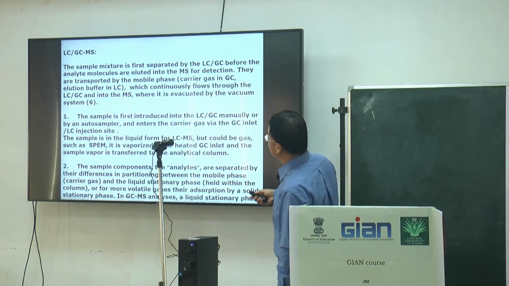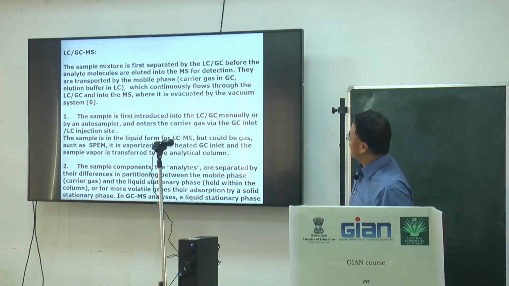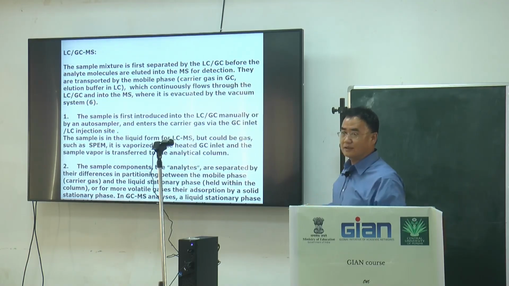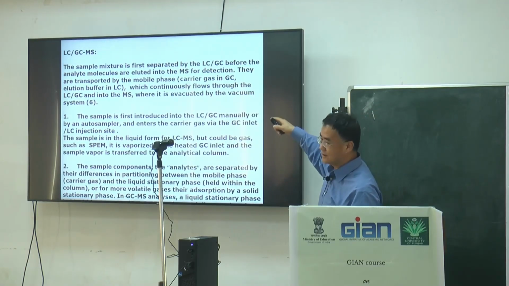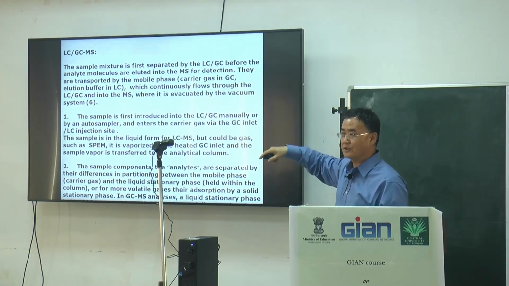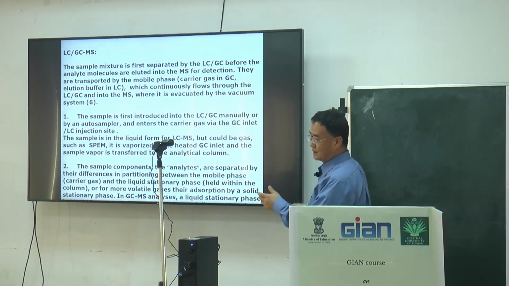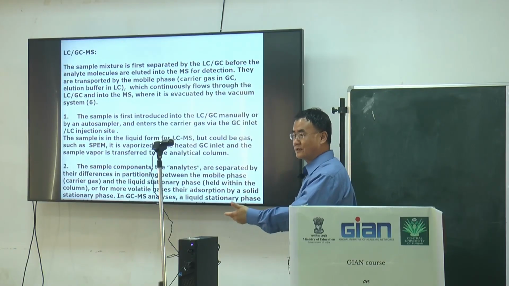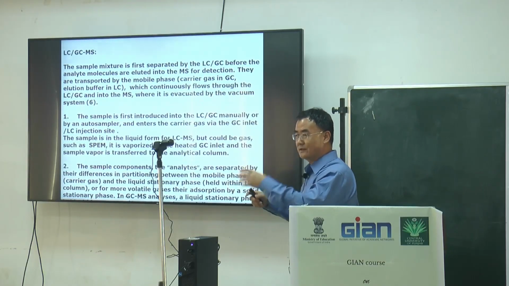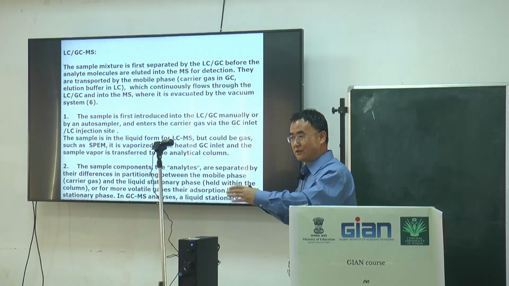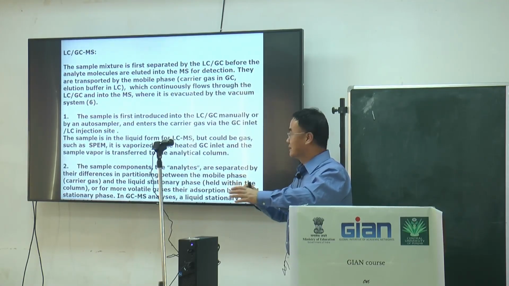So I just list the general procedure: the sample mixture is first separated by LC, then HPLC or UPLC, or GC, gas chromatography, with capillary column separation. Those separations work through the mobile phase in LCMS. The mobile phase is synthetic. You can combine different pH or different hydrophobic or hydrophilic solvents, depending on your mixture.